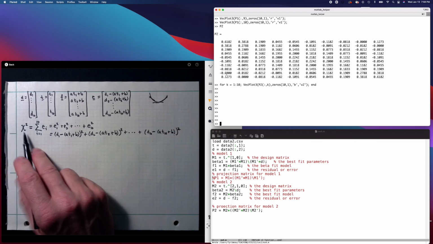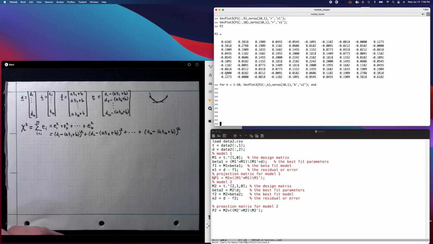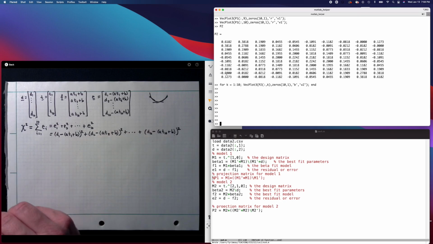So that means that the derivative of chi squared with respect to A is 0, and the same thing for B, the derivative with respect to B is also 0. Those are necessary conditions to be at a maximum or a minimum. In this case I want a minimum.